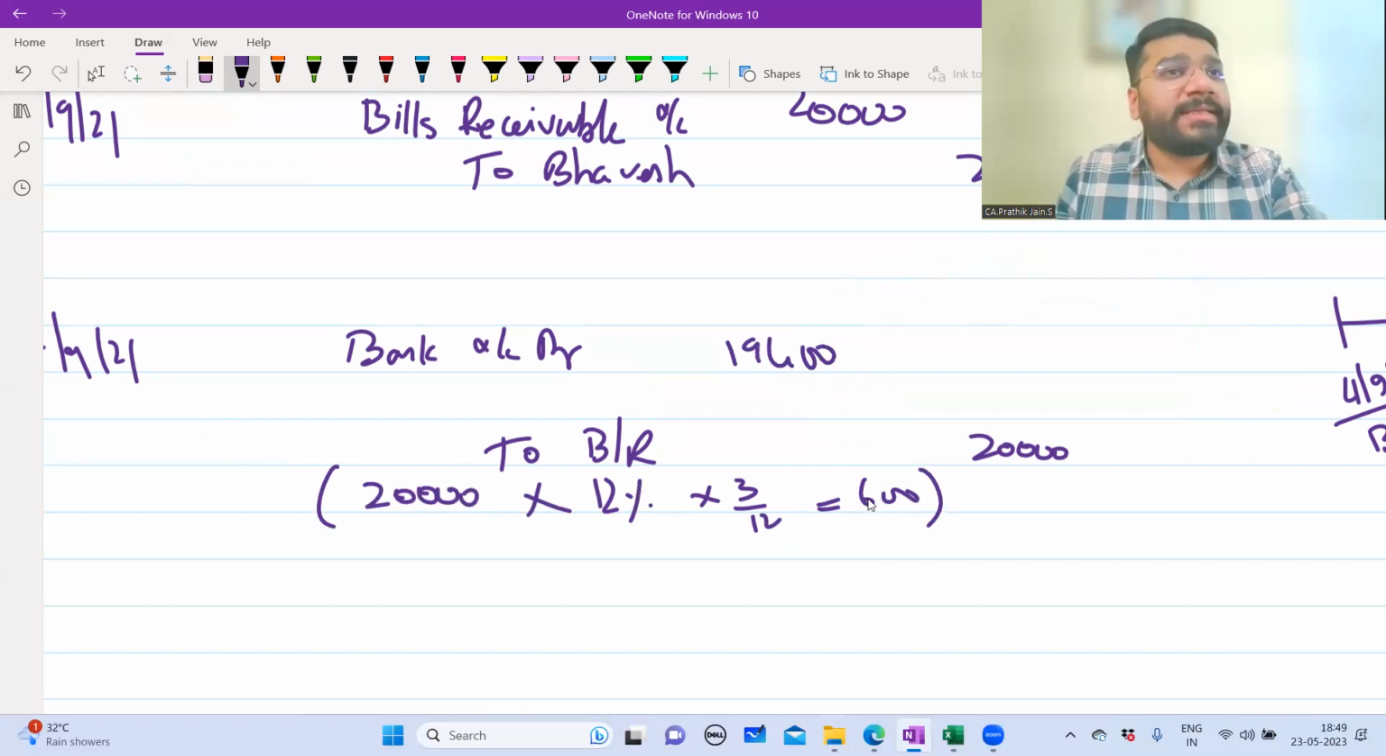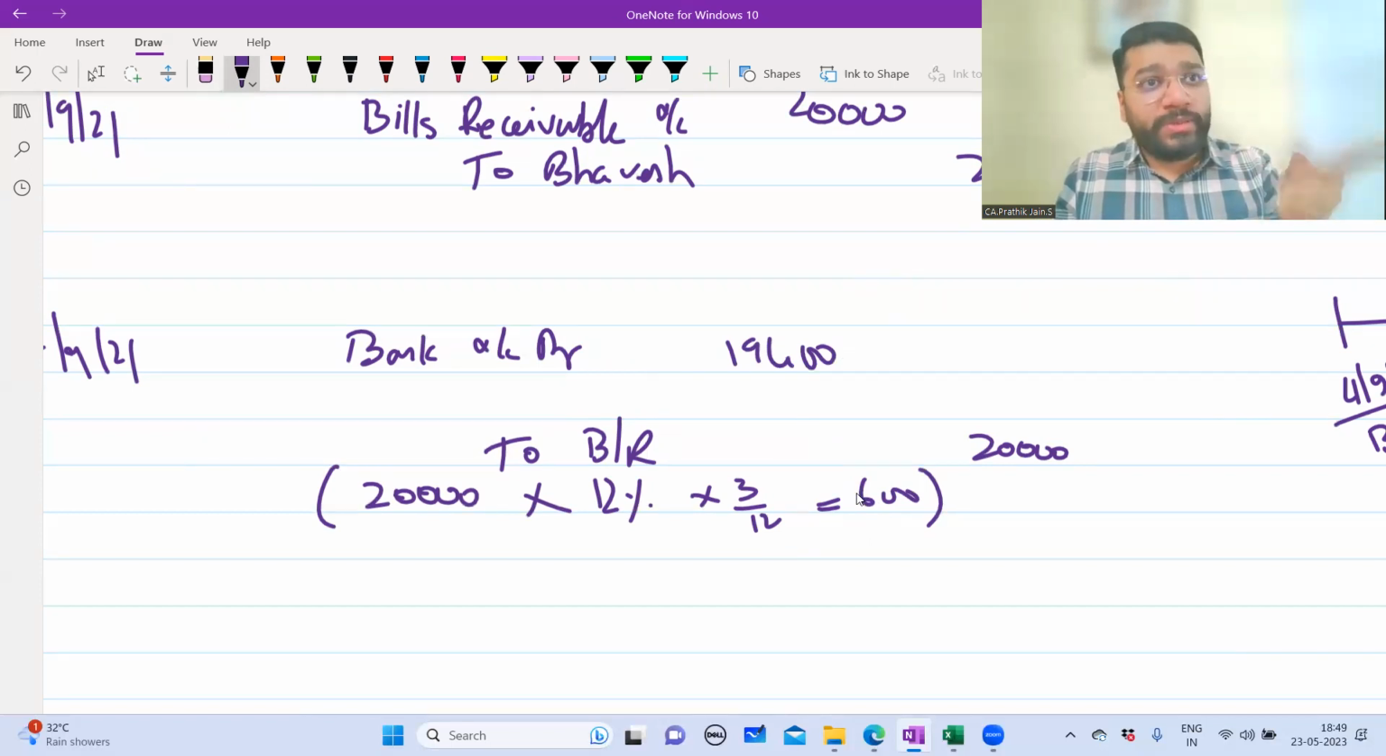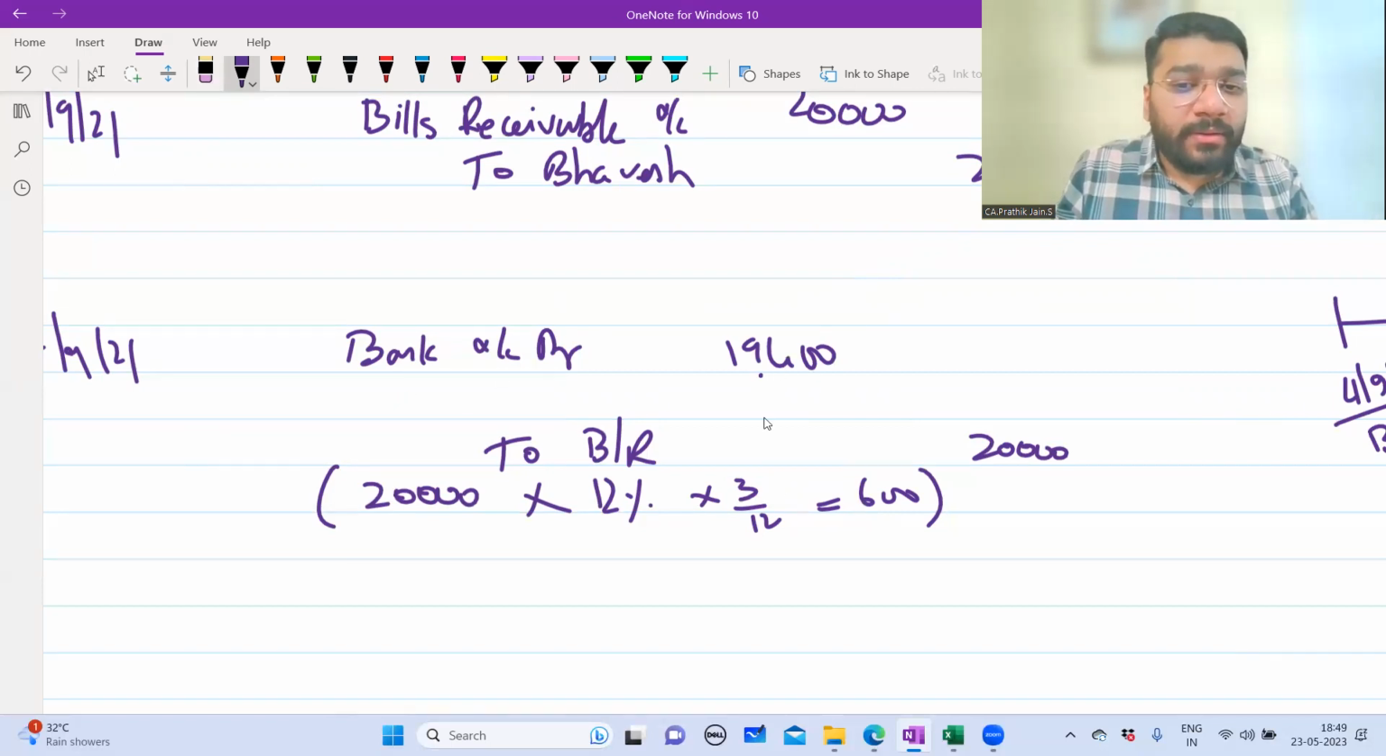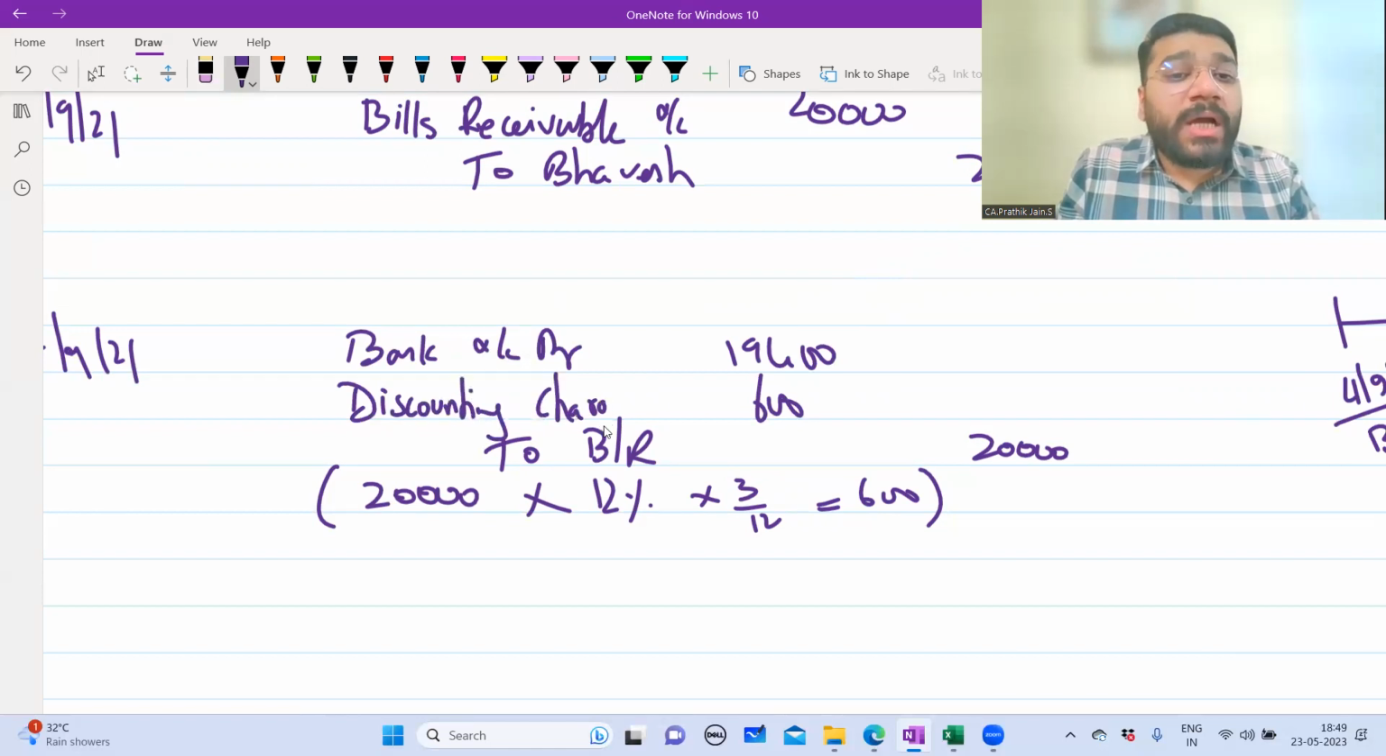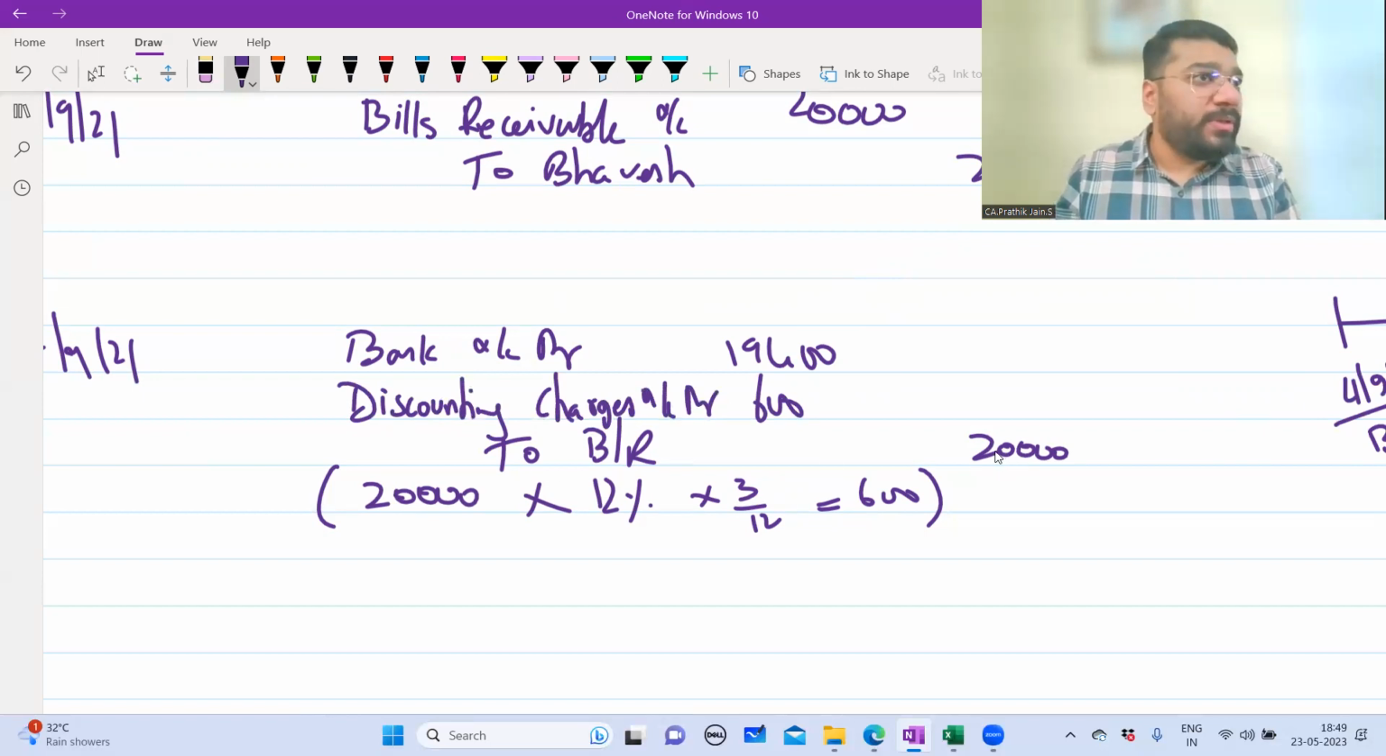So 600, guys, it is a loss for whom? For Rakesh. So the person who is incurring the loss will bear the loss. So what will be the debit? Discounting charges account debit, to bills receivable 20,000. So bank account debit 19,400.